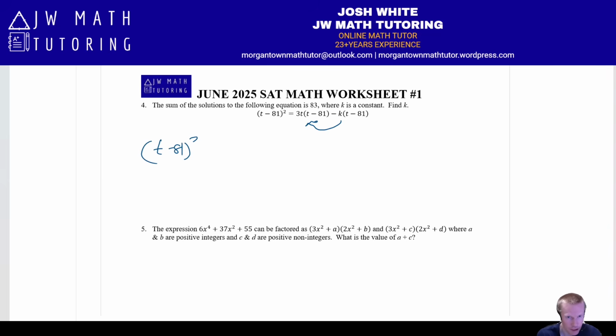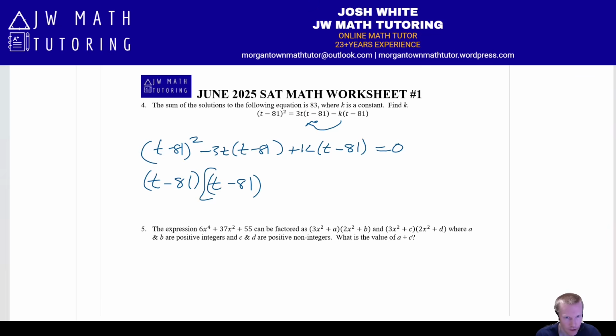So in other words, I get t minus 81 squared minus 3t times t minus 81 plus k times t minus 81. So everything's equal to 0. Then I'm going to factor out a common factor of t minus 81. That's going to leave me with t minus 81, because it's squared initially, so there's still one left. And then this cancels out, minus 3t. This cancels out, plus k.